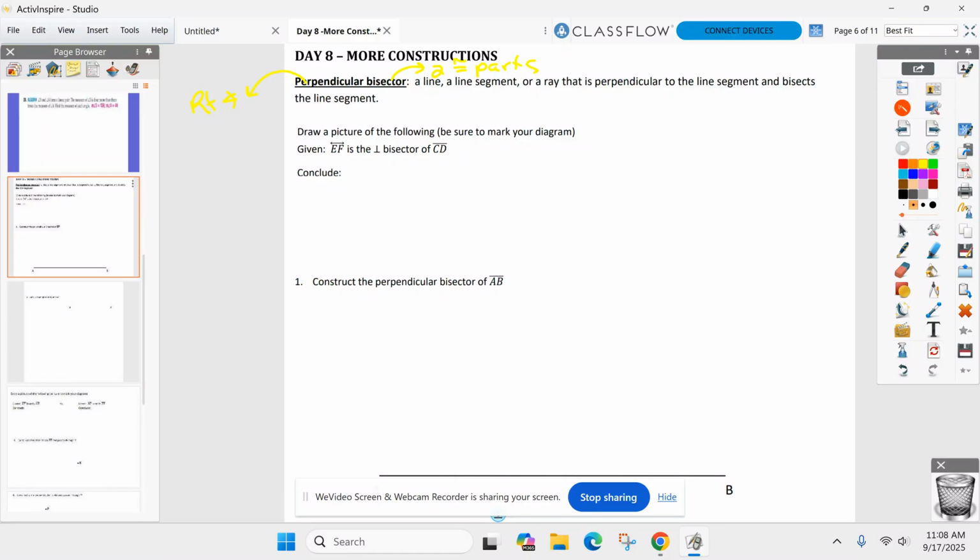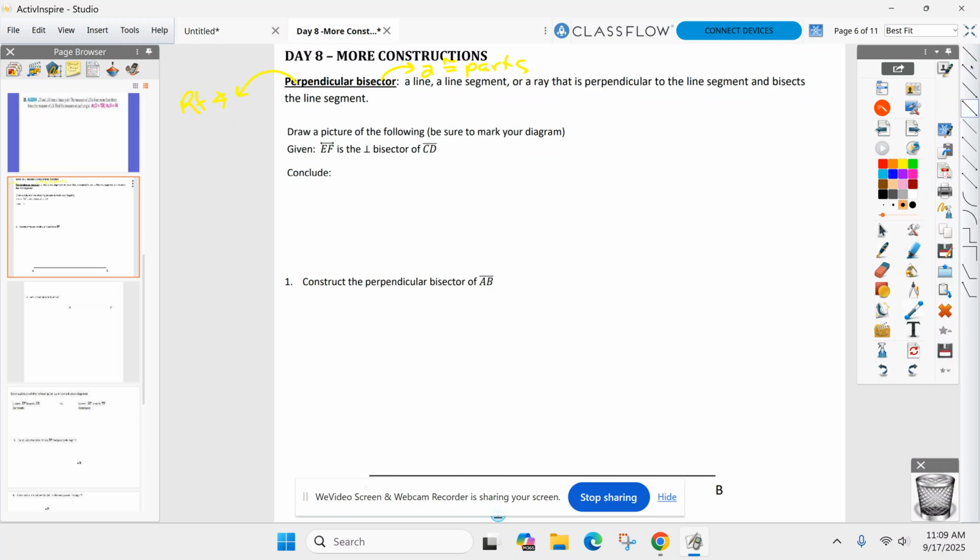It's going to be a line, a ray, or a segment that forms a right angle and cuts the other segment in half. So here's what I'm going to give you right now. Line EF is a perpendicular bisector of CD. Just draw CD for me, because it's about to have a perpendicular bisector go through it. Draw line segment CD.